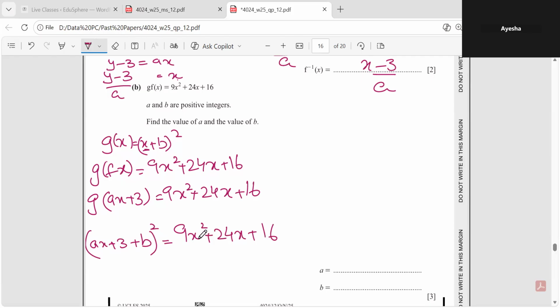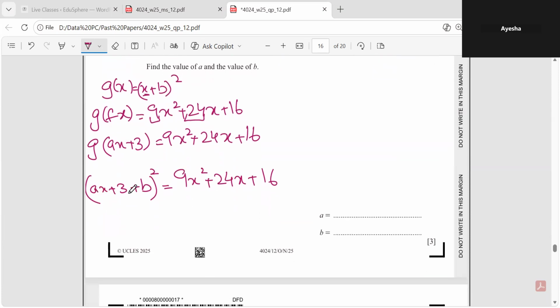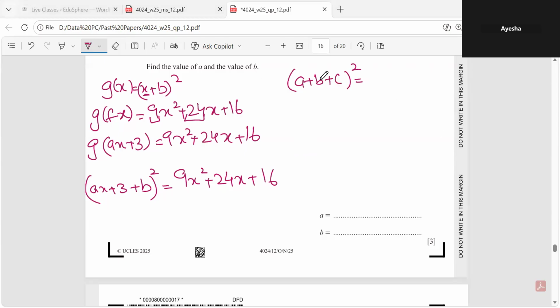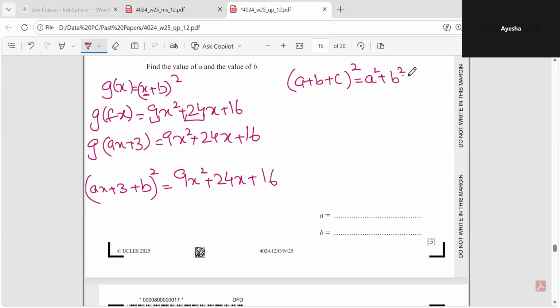So I know that here, what we can do without using that, I can just take this as this 24x, this is 9. So this is very simple. But if I open it up, I have to actually go for (a plus b plus c) whole square, because there are three values. Since (a plus b) whole square is a square plus b square plus 2ab, similarly, (a plus b plus c) whole square is a square plus b square plus c square plus 2ab plus 2bc plus 2ca. So we are going to use this.